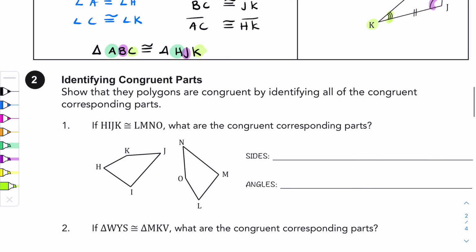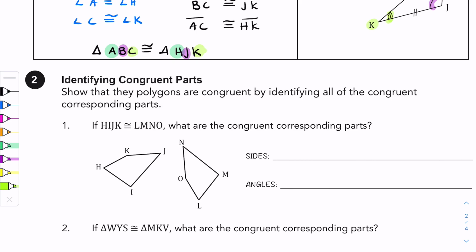For the next example, it says show that the polygons are congruent by identifying all of the congruent corresponding parts. So we have figure HIJK is congruent to LMNO. What are the congruent corresponding parts?